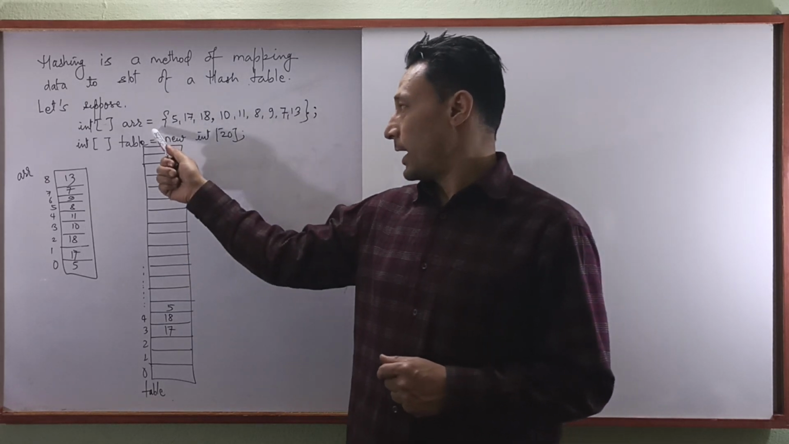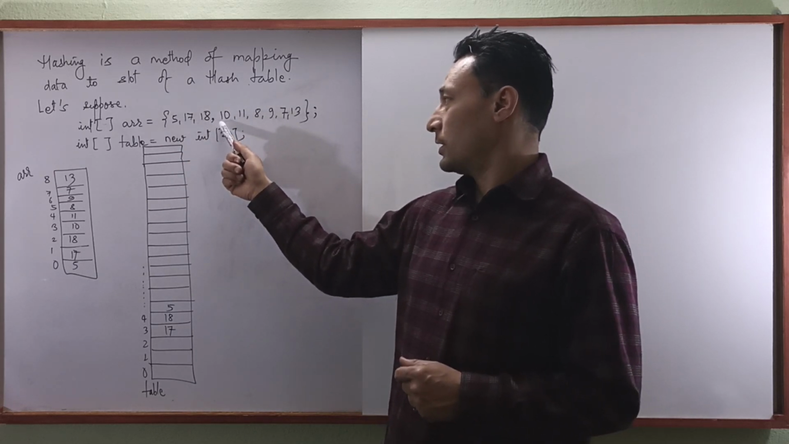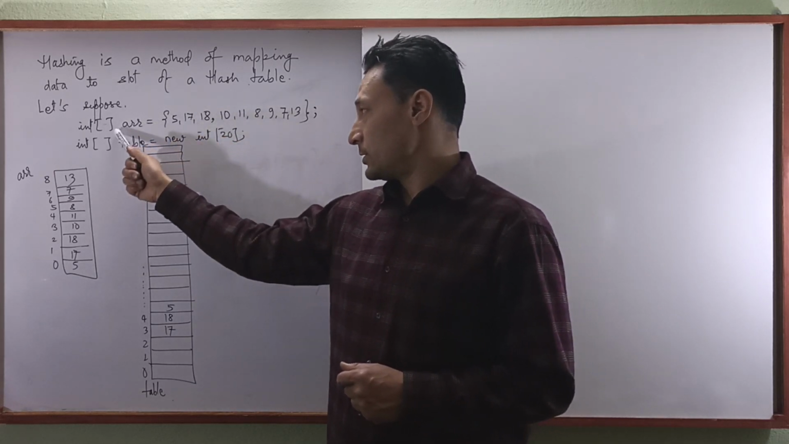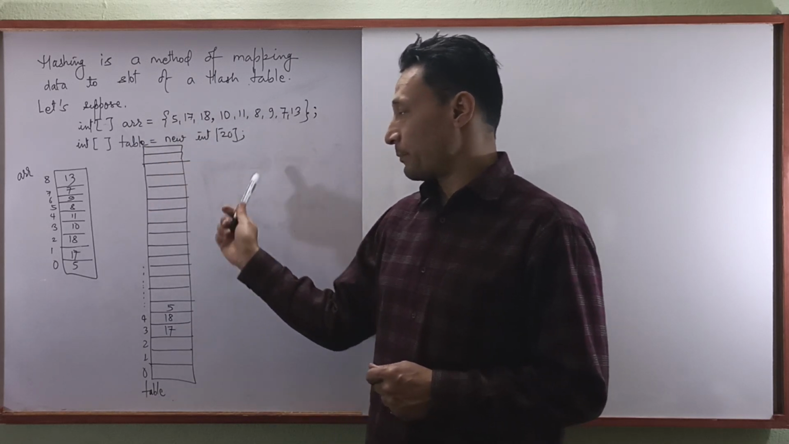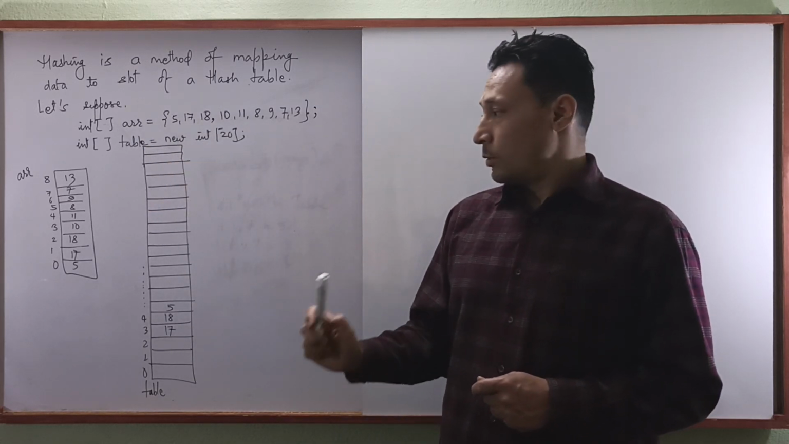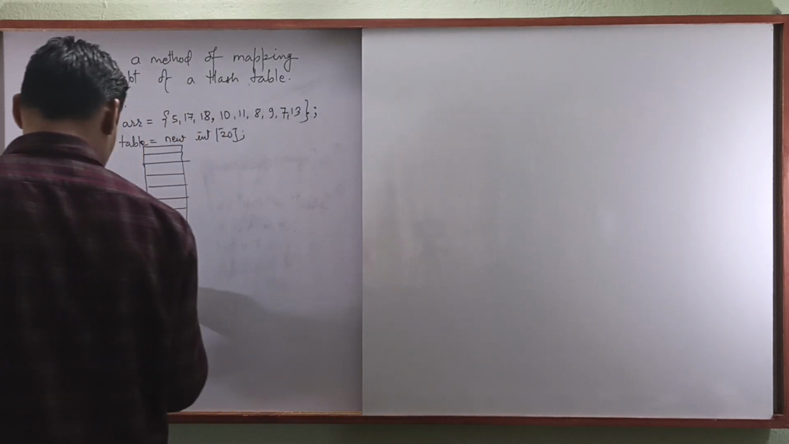Let's suppose that we have a list of integers like this. This list of integers is stored within an integer array, and we have a table of size 20, that is also an integer array. Now what we have to do is map these values to this table. Okay, now how can we do this? Let's see.